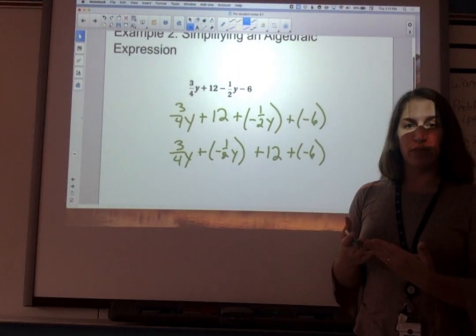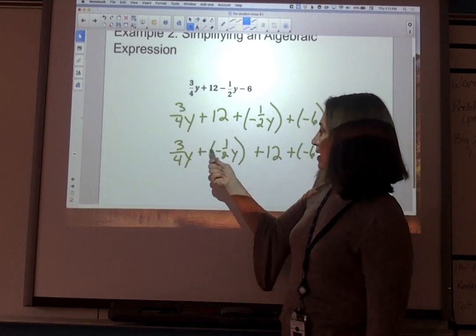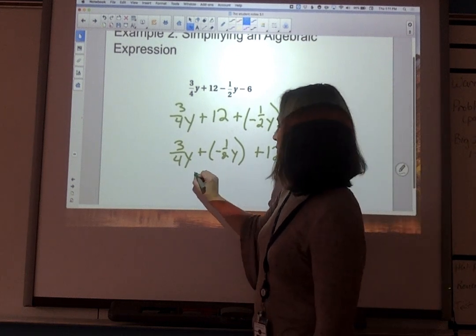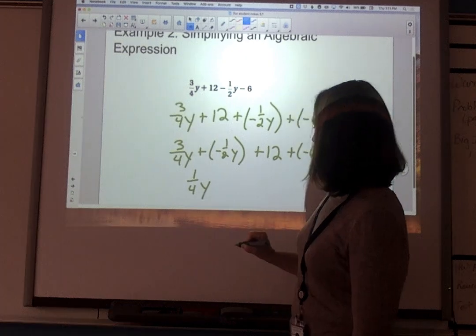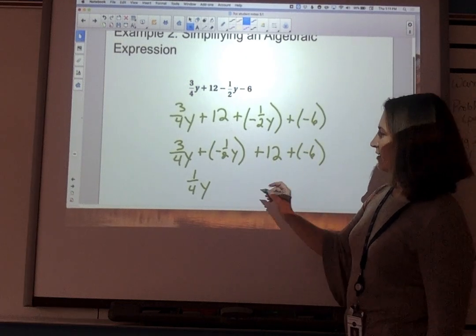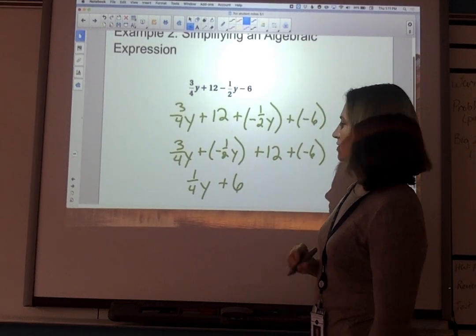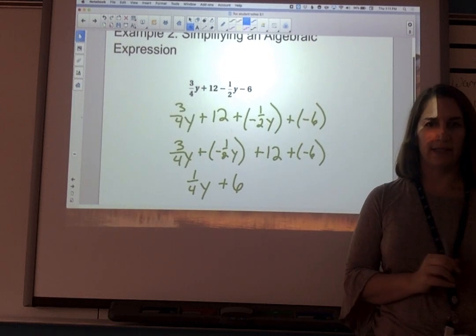Now I'm going to go ahead and combine my like terms. So 3/4 y plus negative 1/2 y would be positive 1/4 y. And 12 plus negative 6 is 6. So 1/4 y plus 6.